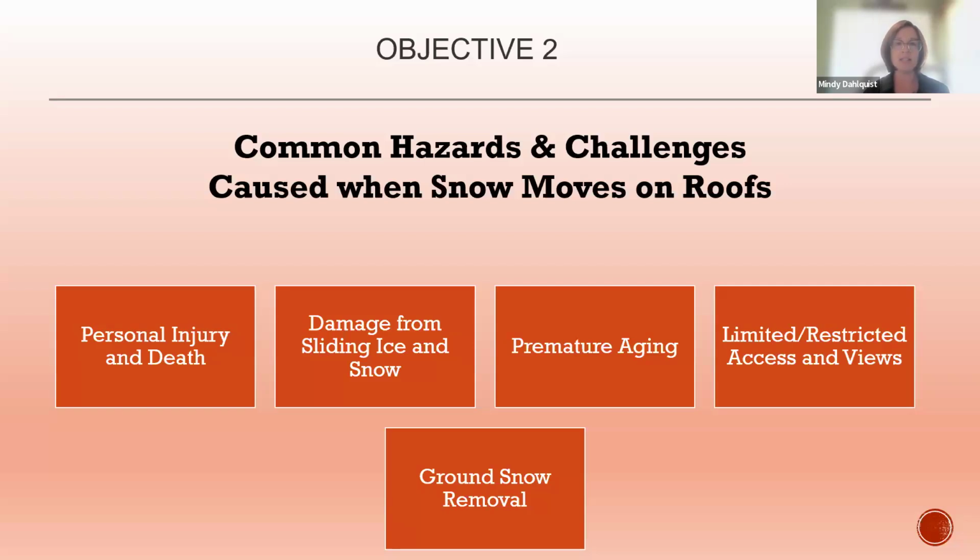So some of the common hazards and challenges that are caused when snow does move on the roof are going to be personal injury and death, which is obviously the most serious one, damage from sliding snow and ice, premature aging. I actually had an architect ask me one time if premature aging was for the roofing material or for the homeowner. It really just depends. If you've ever had to replace your roof, I'm sure it probably gave you a few gray hairs, so that's fair enough. But otherwise, we're talking about premature aging on the roofing material itself. Limited and restricted access and views, and then ground snow removal.